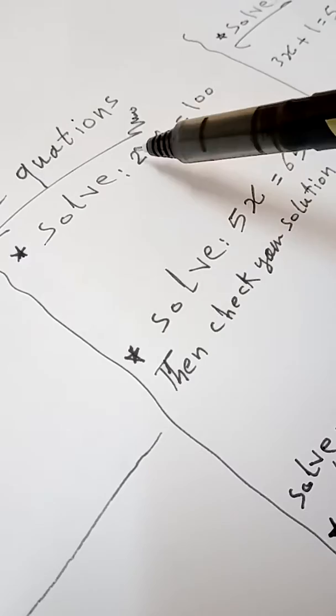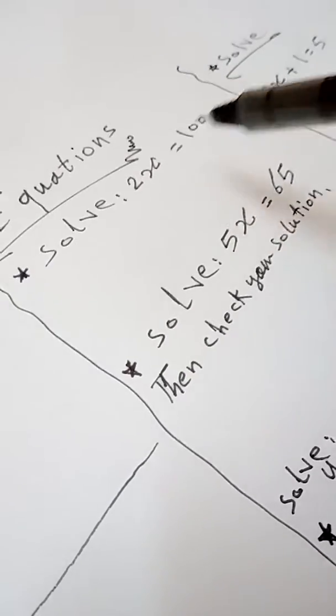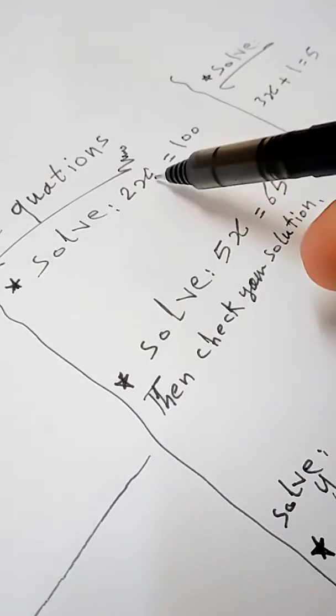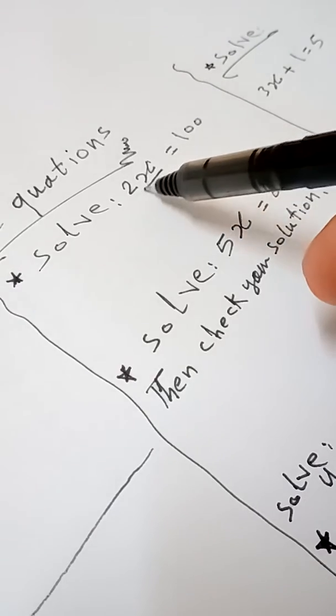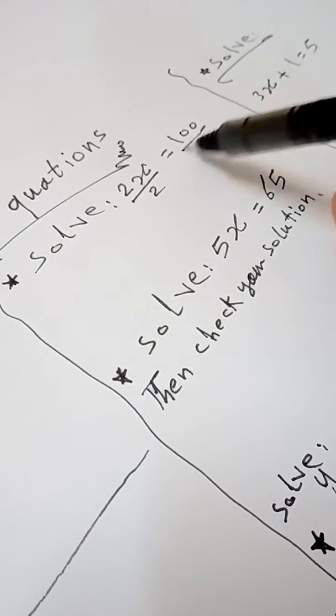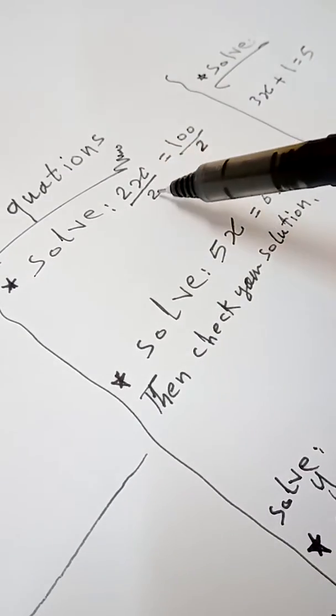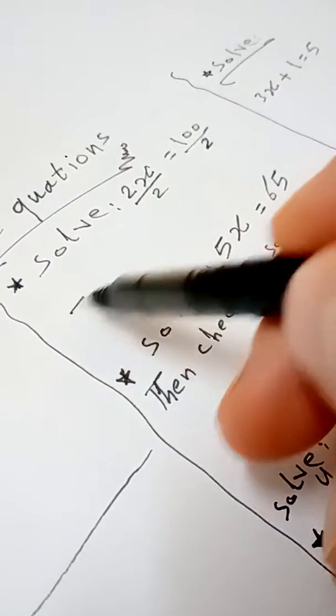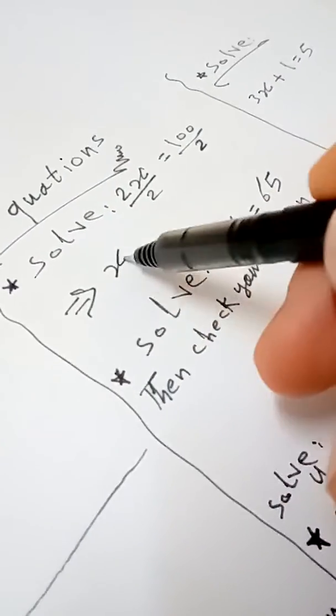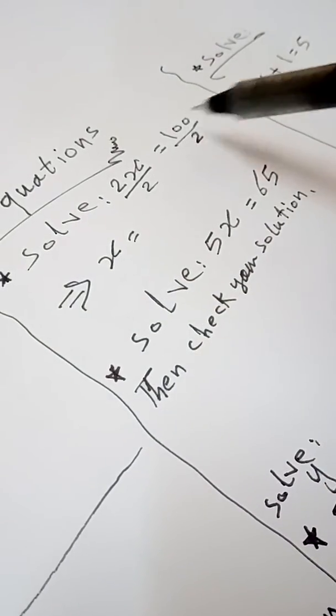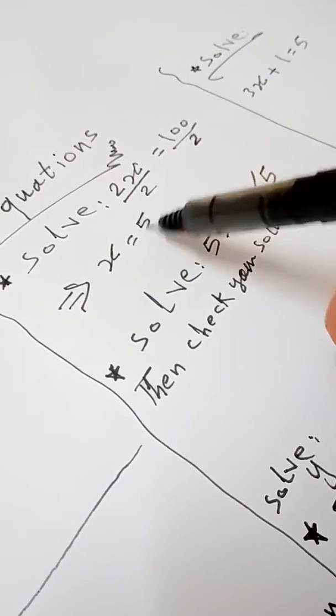So how to remove 2? Try to divide by 2. Divide the two sides by 2. Now 2 divided by 2, 1 remains here x. 100 divided by 2 equal 50.